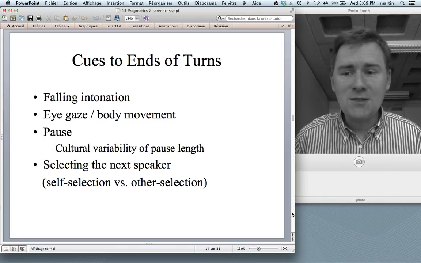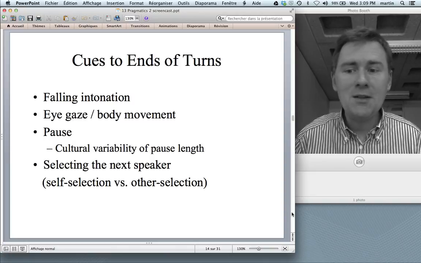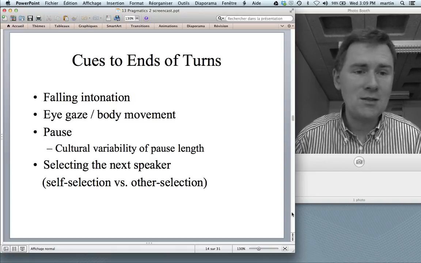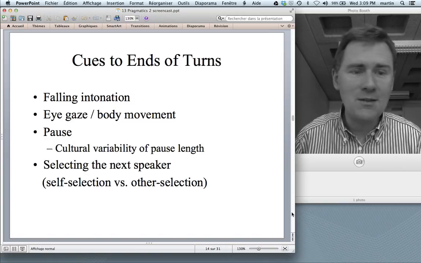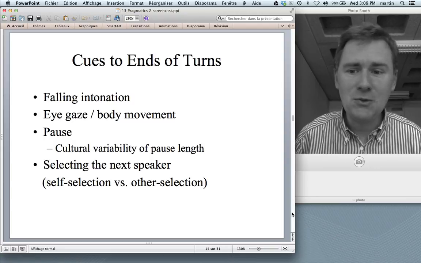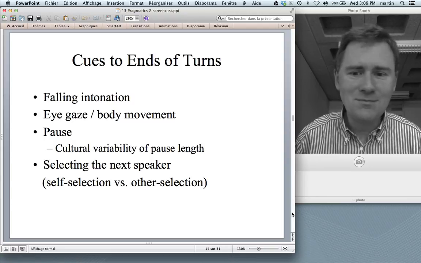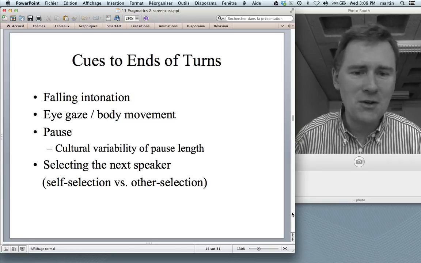And another cue might be if you are selected as the next speaker. When somebody asks a question, okay, that is a very unambiguous cue that somebody's turn has come to an end.